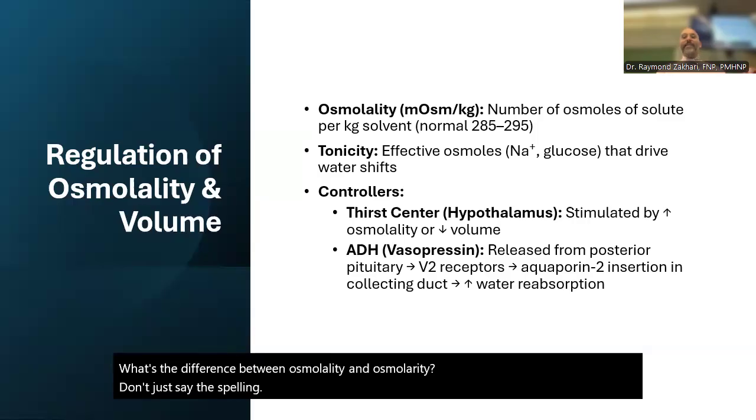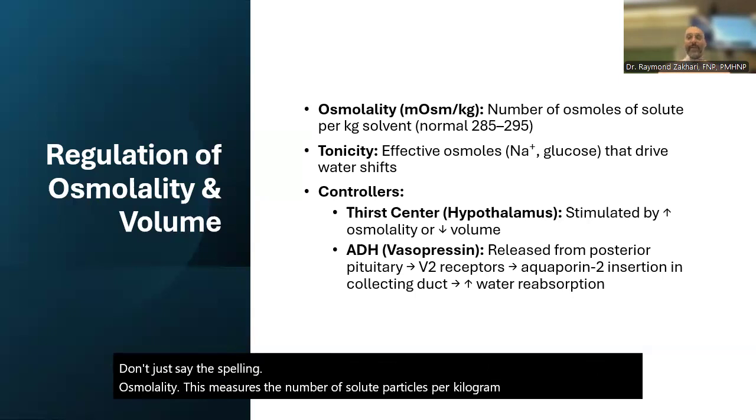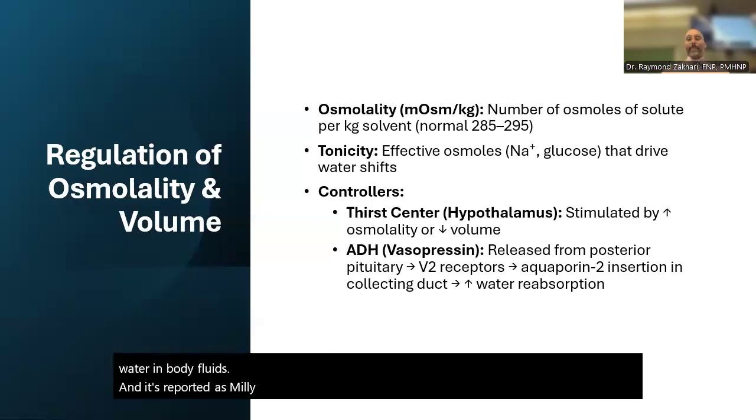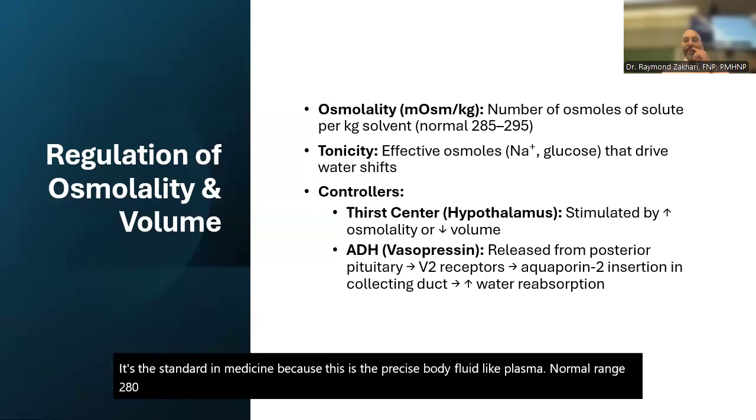Osmolality measures the number of solute particles per kilogram of solvent. So think water in body fluids. It's reported as milliosms per kilogram. It's the standard in medicine because this is the precise measure for body fluid, like plasma, normal range 285 to 295.